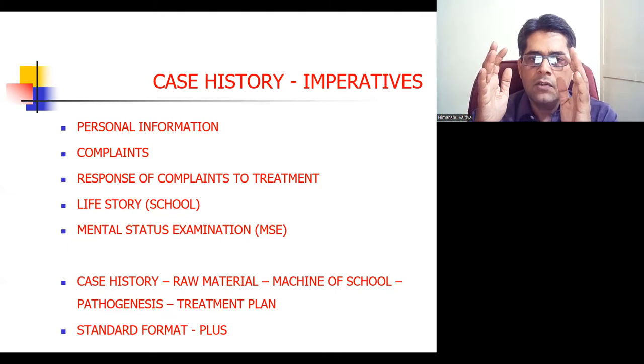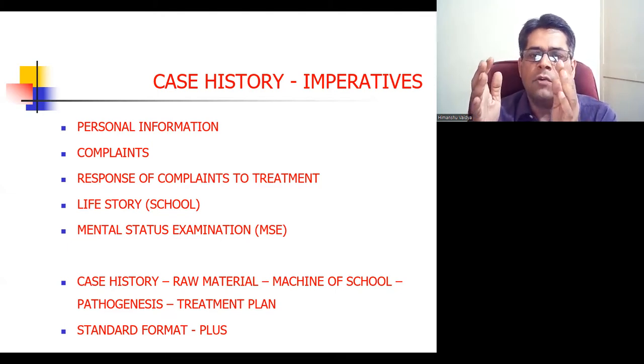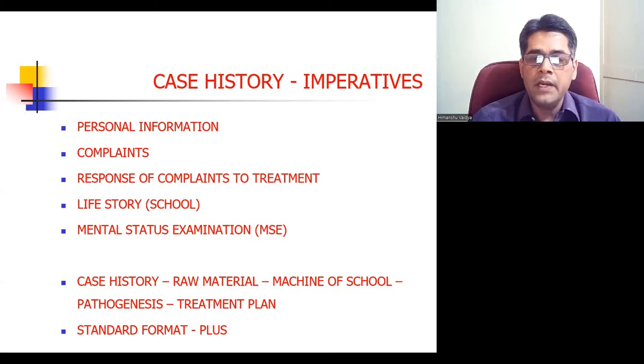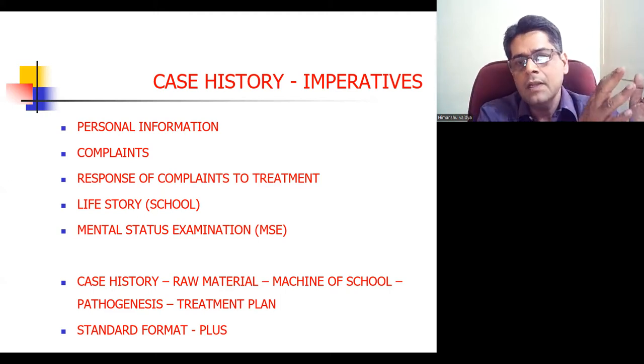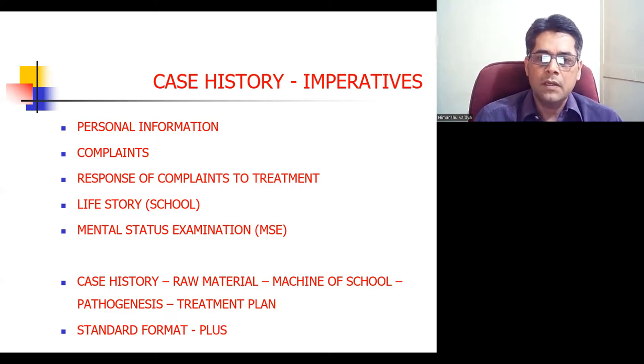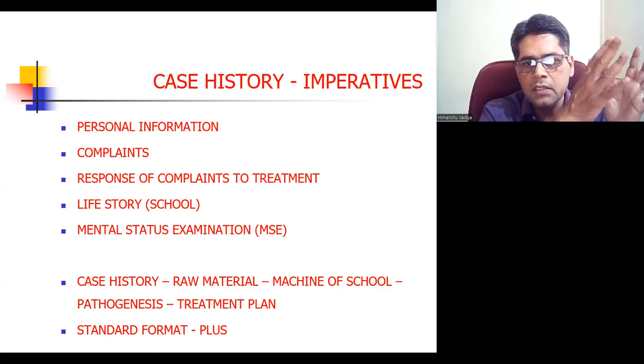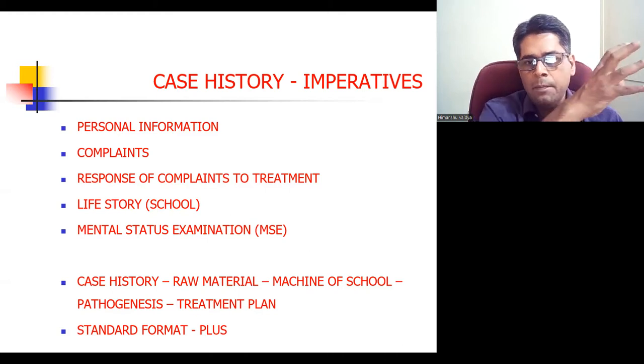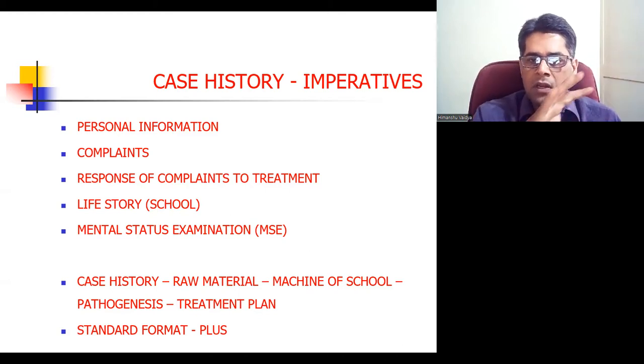And obviously each school is a different kind of machine. And therefore each school requires case history in slightly different formats. The type of information that a Freudian needs is different from the type of information that a Jungian needs, is different from the type of information a Kleinian needs, is different from the type of information a Kohutian needs. So the Kohutian machine is different from a Kleinian machine, is different from a Freudian machine, is different from a Jungian machine. So each school requires case history in a slightly different format. So those customizations are there. But in every case, the case history and the psychological test reports are inputs into the machine, which is the theory of the school, and the output is pathogenesis.